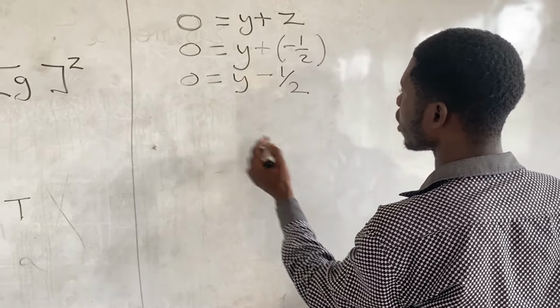Because this one moves here, you get Y equal to half. This is mathematics. There's no need for explaining why you got Y equal to positive half. Even my younger brother in KG2 can solve this equation: 0 is equal to Y minus half. So we are able to find Y. Y is equal to positive half.